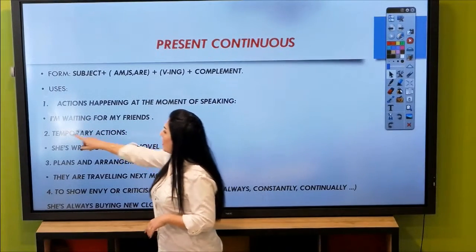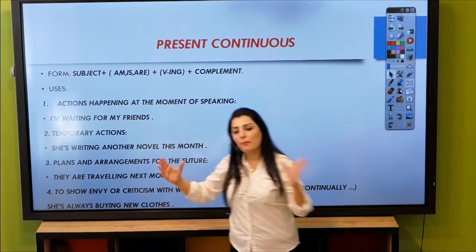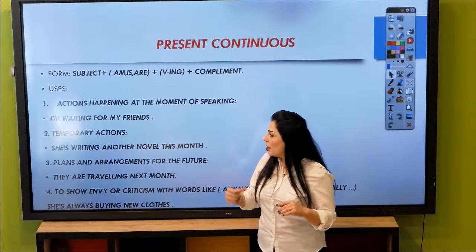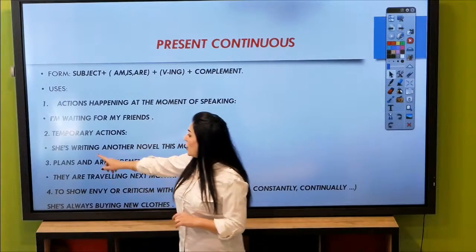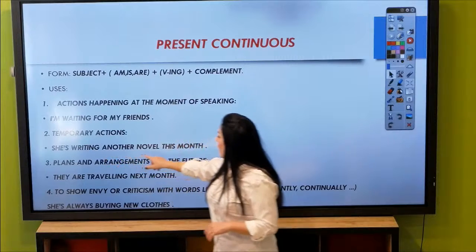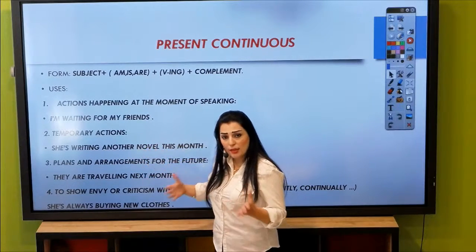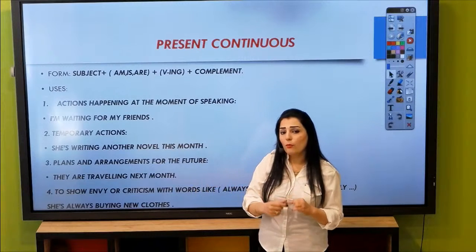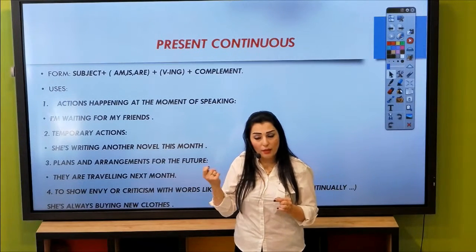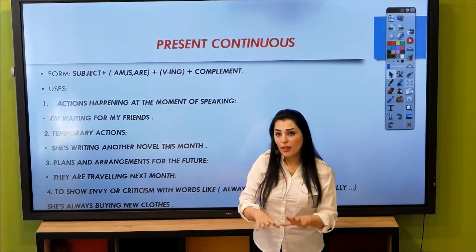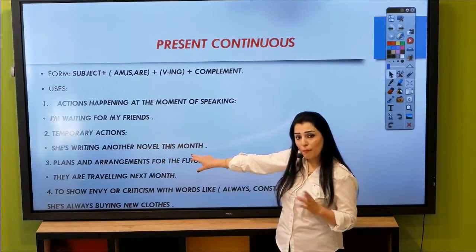Now, two, temporary actions. Temporary, not permanent, okay? They happen for a temporary period of time. She is writing another novel this month. This sentence doesn't mean that now, at the moment of speaking, she handles a pen and is writing at her desk. No, I am talking about a temporary period of time.